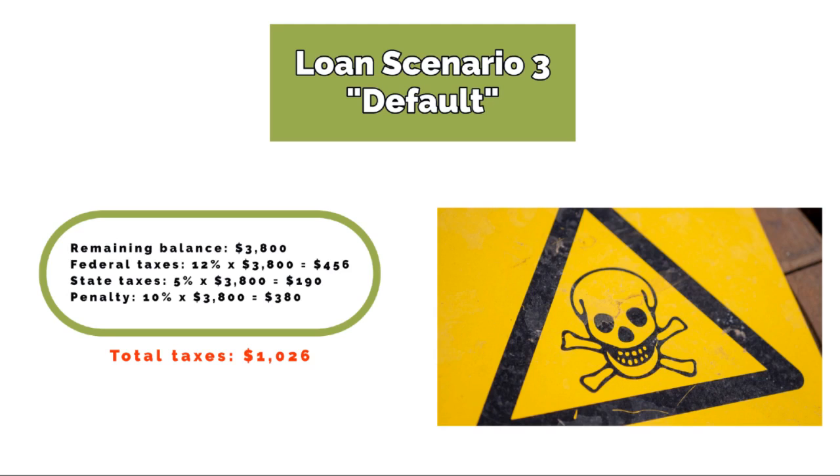In this hypothetical example, they would be slapped with a tax bill of over $1,000 on that remaining loan balance of $3,800. The loan will often be your preferred option because it's a temporary withdrawal of money, and you pay it back into your account. Go in with your eyes wide open.